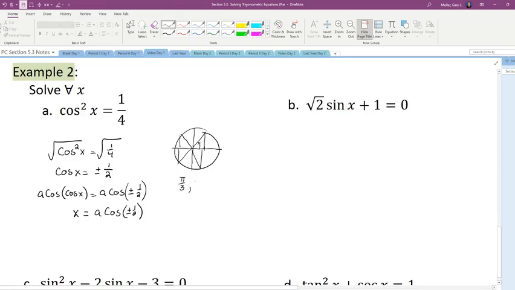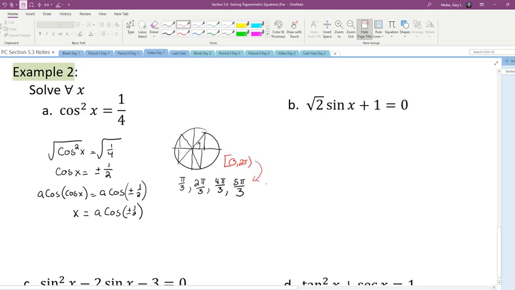My answer is 2 pi over 3. Oops, 4 pi over 3 first, and 5 pi over 3. Okay, so if it only wanted the answer between 0 and 2 pi, then that's this answer. There are 4 answers.